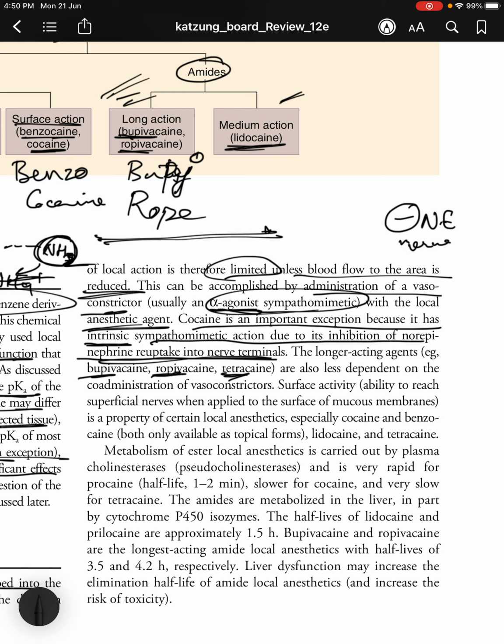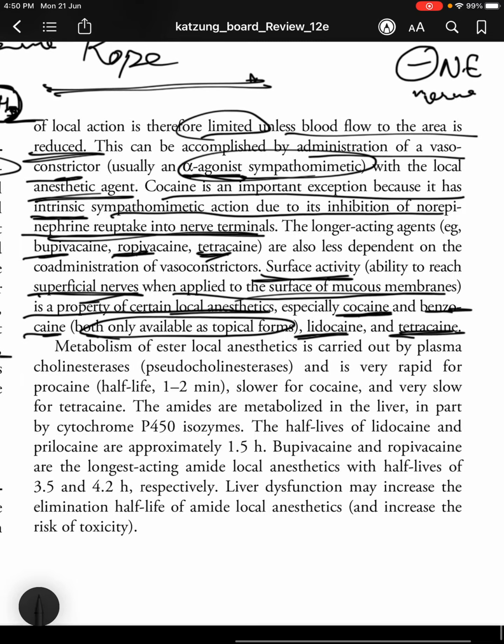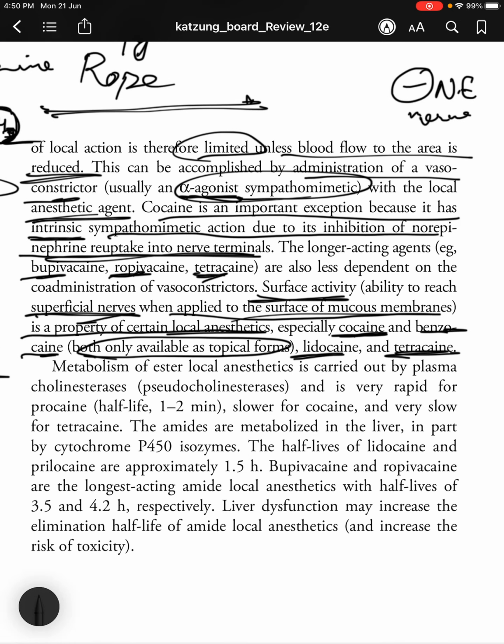Surface activity, that is the ability to reach the superficial nerves when applied to the surface of mucous membranes, is a property of certain local anesthetics, especially cocaine and benzocaine, both only available as topical forms, lidocaine and tetracaine. Metabolism of ester local anesthetics is carried out by plasma cholinesterases or pseudocholinesterases and is very rapid for procaine.